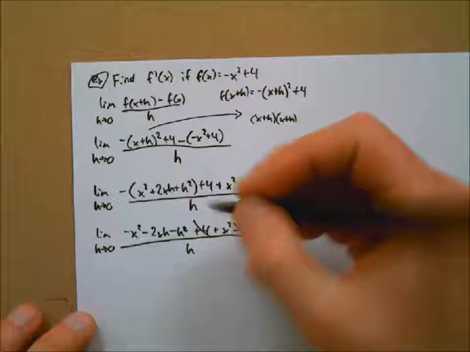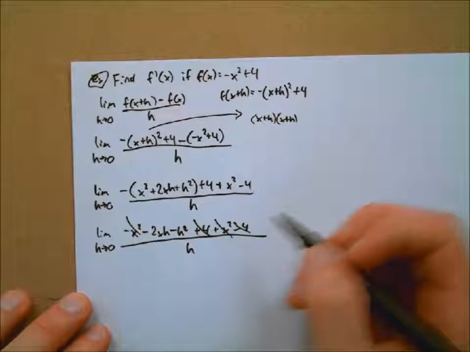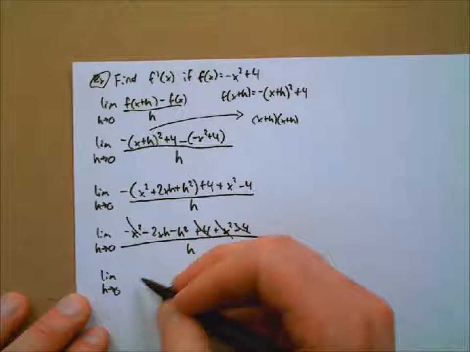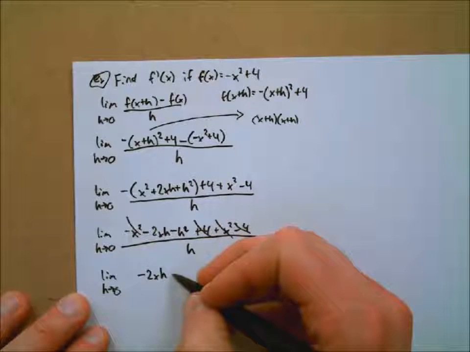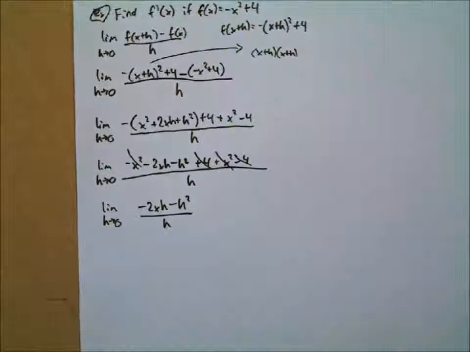X squareds. Anything else? No. All right, but what's left in the numerator? We have, well, I'll go ahead and write out one more step here. Negative 2xh minus h squared all over h. All right. Can this be simplified any further? Allow h and then divide by it. Very good, Andrew. Exactly right.